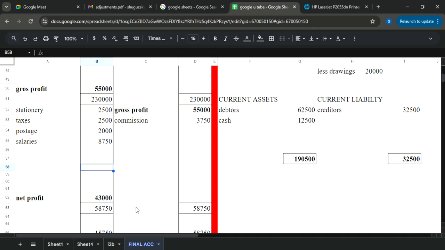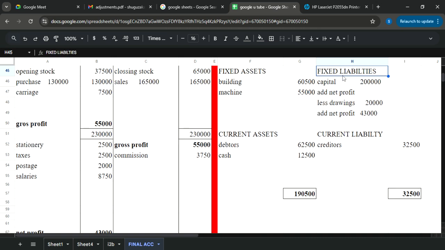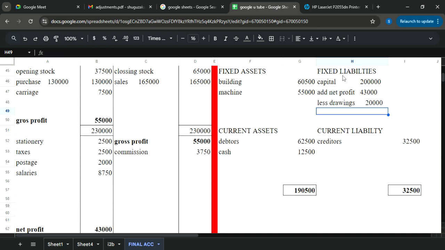Next step is to bring down this net profit since we don't have any space. So we'll come over here and we'll add net profit over here, while the amount of net profit is 43,000. This is the balance sheet liability side. Already we have written net profit 43,000. This line is not needed.